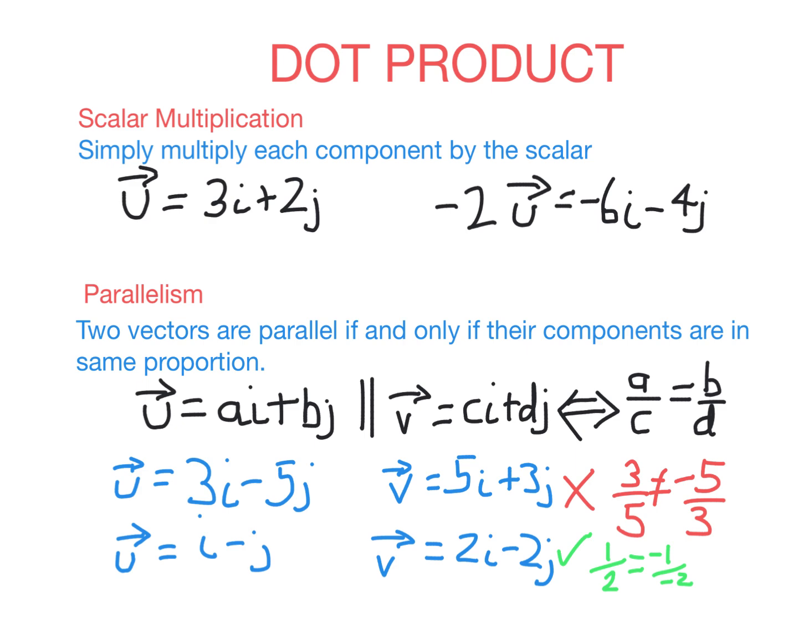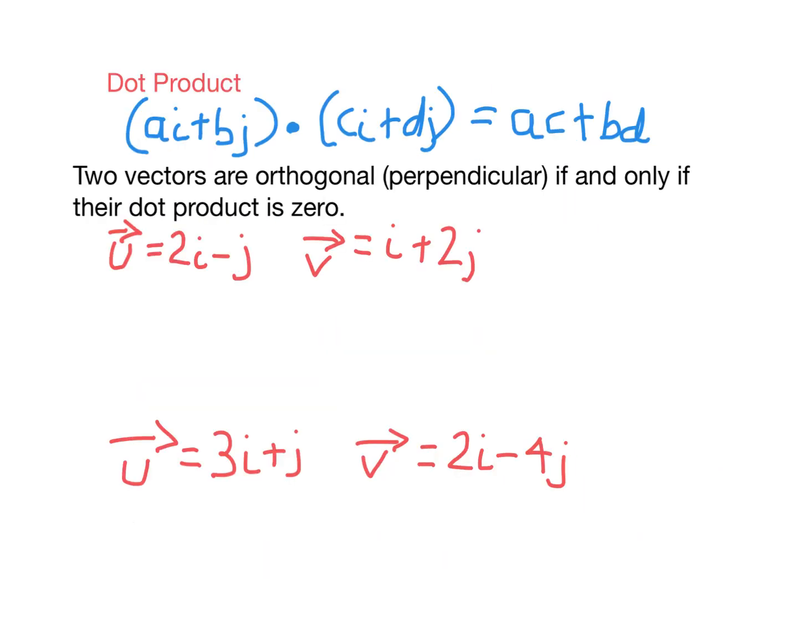Now let's look at the dot product of two vectors. We calculate the dot product according to this formula here. The dot product of ai plus bj and ci plus dj is just ac plus bd. You just multiply the x components together, multiply the y components together, and add them together. That's all it is. So the dot product is an operation on two vectors.